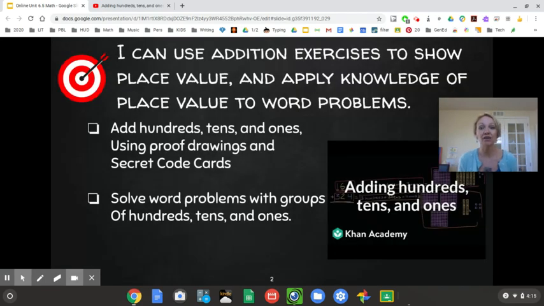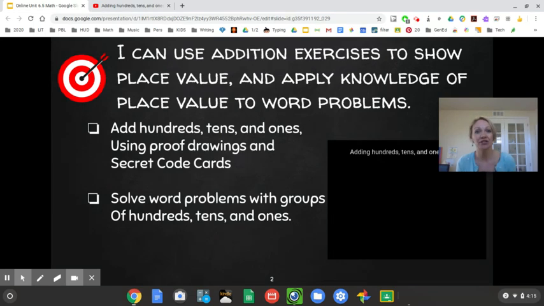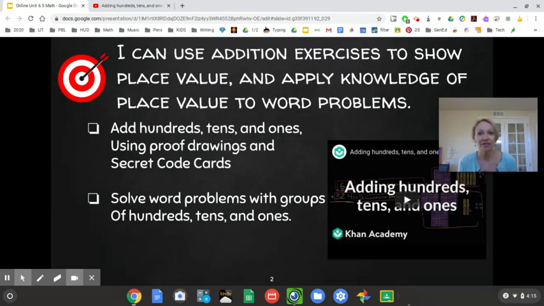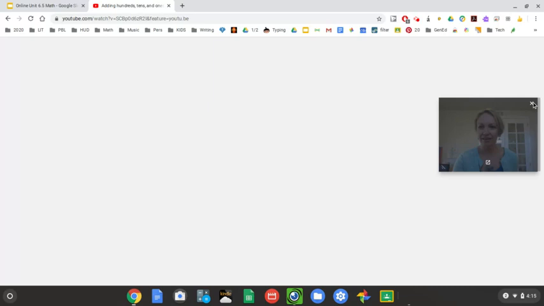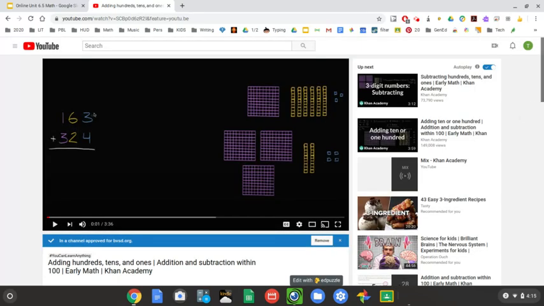So today our learning target is using addition exercises to show place value and apply knowledge of that place value to word problems. All of that work that we've been doing on understanding place value, now is that application time with some real-life word problems to help you think about situations where you would apply this knowledge. I'm going to get started with a short clip on adding hundreds, tens, and ones.